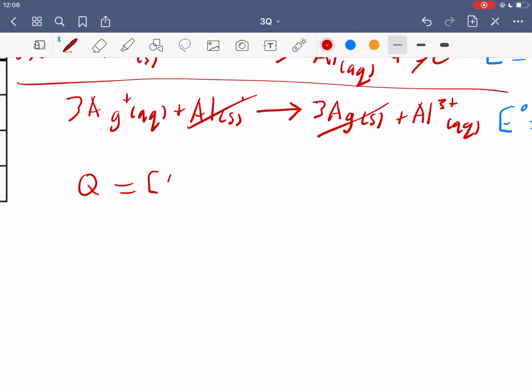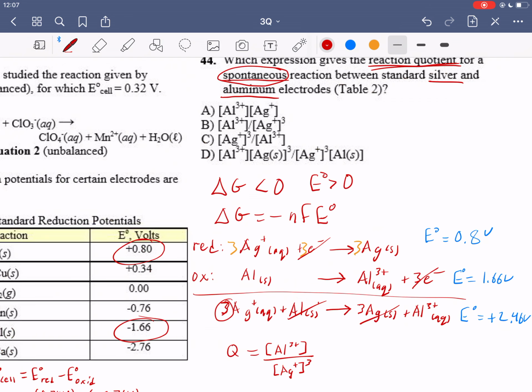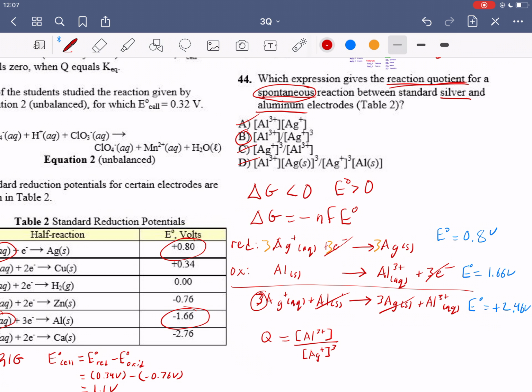Our product, you can see, is that aluminum ion, so Al3 plus, and our reactant is the silver, Ag plus, and I notice that it has a 3 over here. That's supposed to be a 3, so I put a 3 over here as the exponent. So that's my answer, and that matches up with B and not the other ones. So that's my full answer for 44, and that is the final question in this passage.